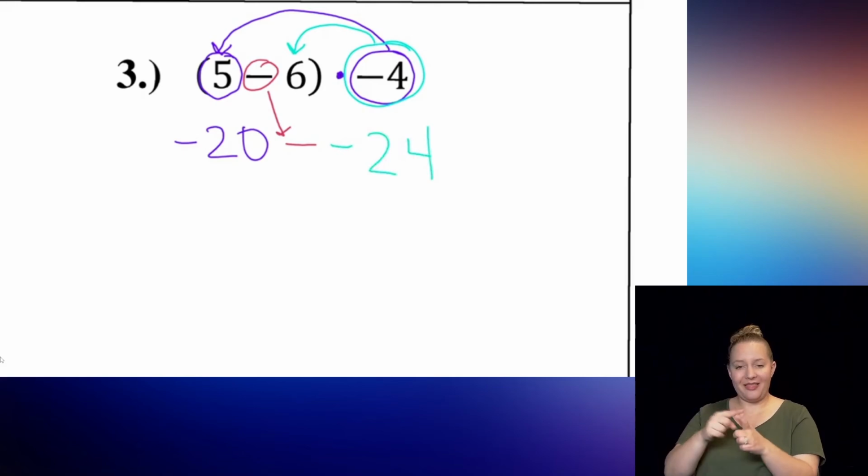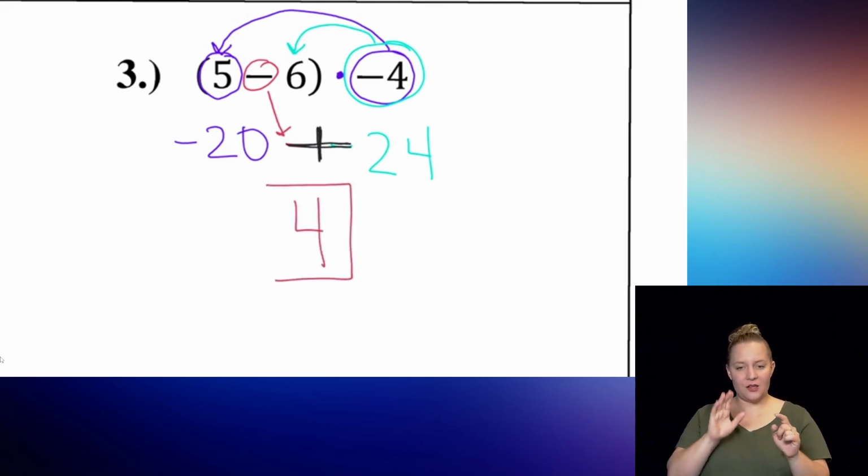And then the next step is, with the minus and negative right next to each other, I make a big fat plus. These are different signs, so I'm going to go ahead and subtract them. My final answer here, we are going to get the number 4.